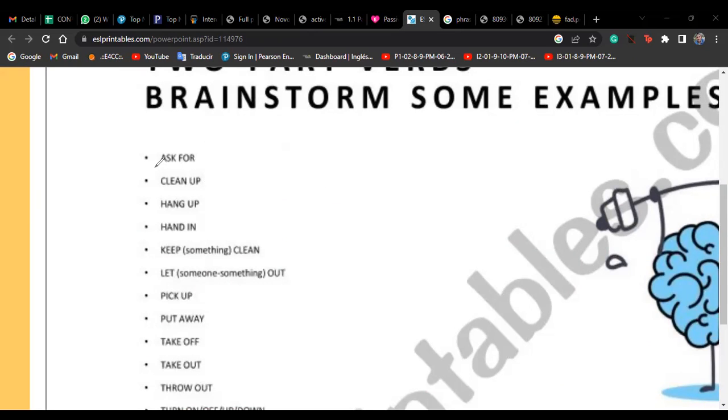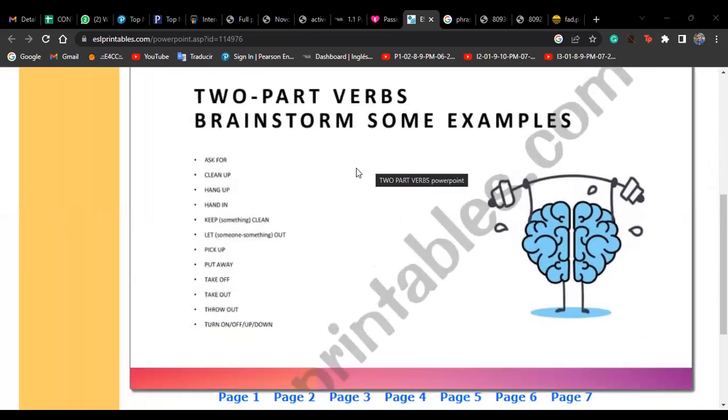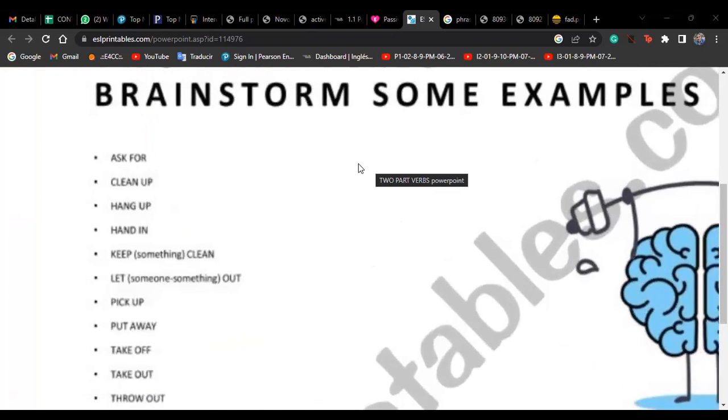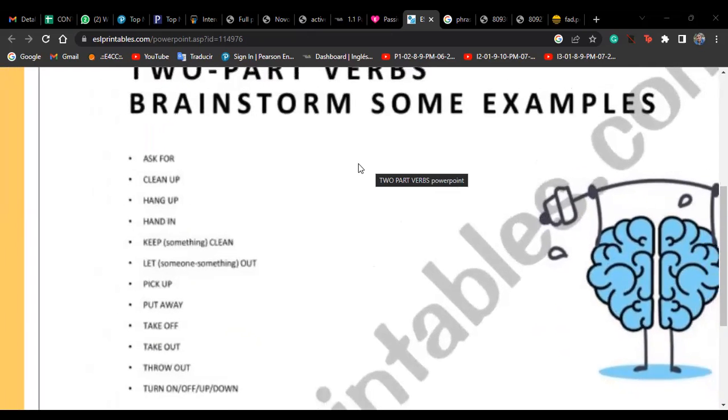So we have ask for, clean up, hang out, can in, keep clean, laid out, pick up, put away, take off, take out, throw out, etc. These are the majority of the verbs that we can use when we have two-part verbs. And I will share this picture in WhatsApp so you can have more examples.